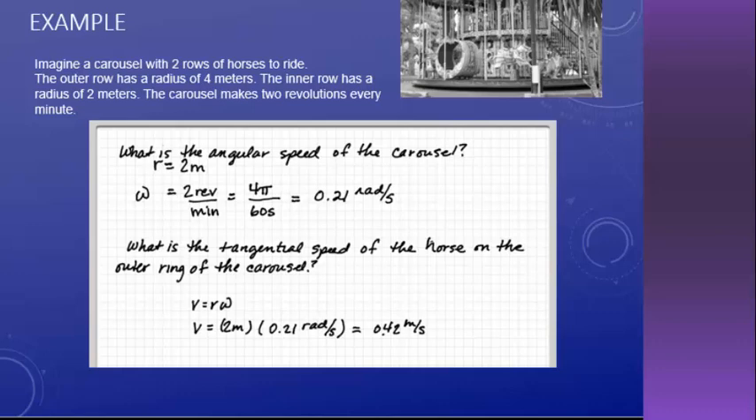And then the next question is, what's the tangential speed of a horse on the outer ring of the carousel? So how much distance is that horse actually covering? Velocity is radius times the angular speed. So we have 2 meters as our radius and 0.21 radians per second that we found in the previous part of this problem. And you end up with 0.42 meters per second. The radians just fall out. They're just kind of a placekeeper to let us know that we're in circular mode when we're using omega. So that's your example.